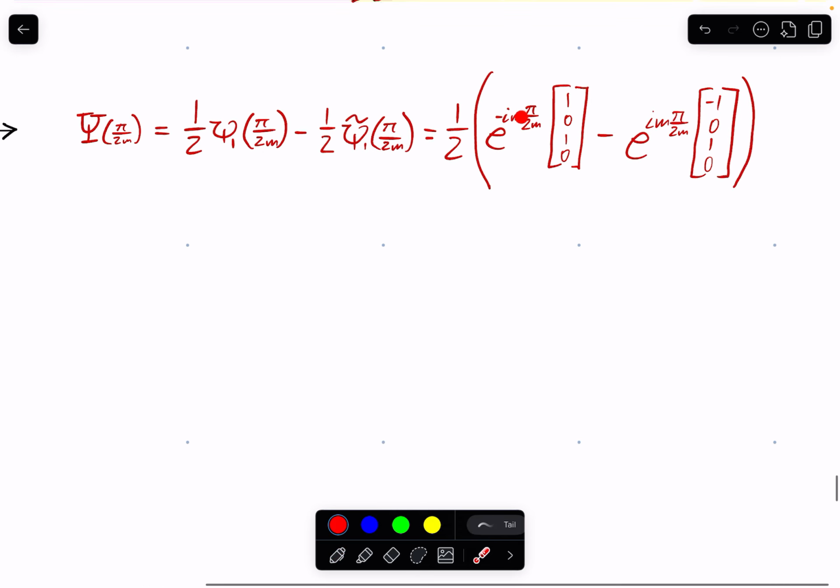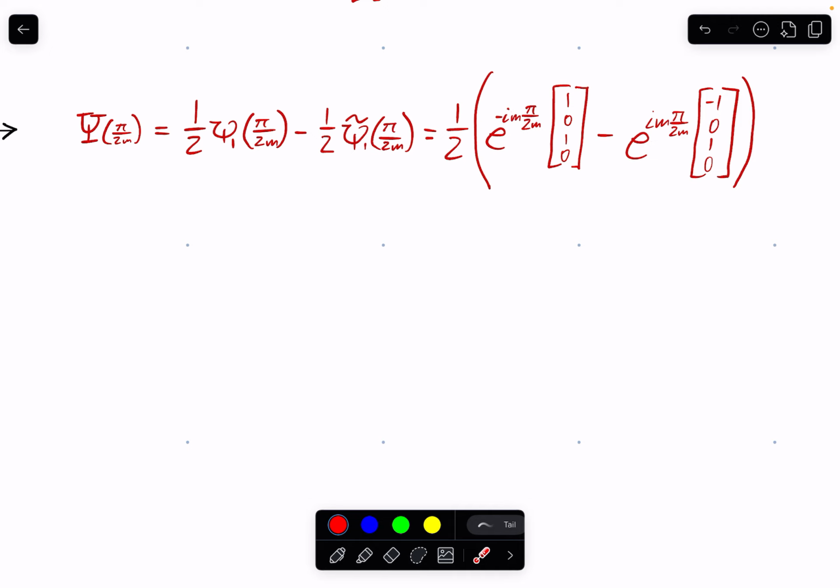And then this is just e to the negative i pi over 2, and this is e to the i pi over 2. At pi over 2, cosine is equal to 0, which means that these are just going to return sine at pi over 2, which is just 1. So we're just going to get i. This whole thing will just be equal to i.